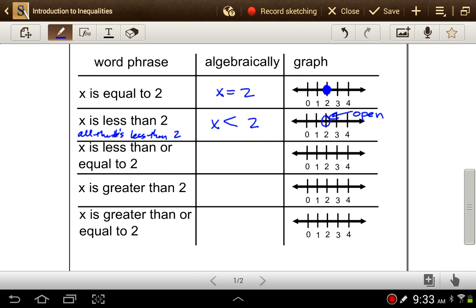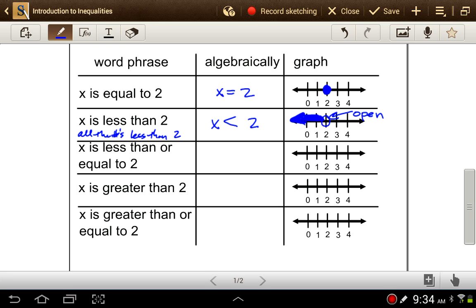Now I want to shade in all the numbers that are less than 2. So 0, 1, all these numbers over here on the left side, these are all less than 2. So I make a big arrow. I've got to put an arrowhead on it because I want to shade in all the numbers less than 2. Just like the dot for x is equal to 2, I had one dot. Now I have to shade in an infinite amount of dots. When I do an infinite amount of dots, it looks like a line. So I make a line. This is open because it's not equal to 2.